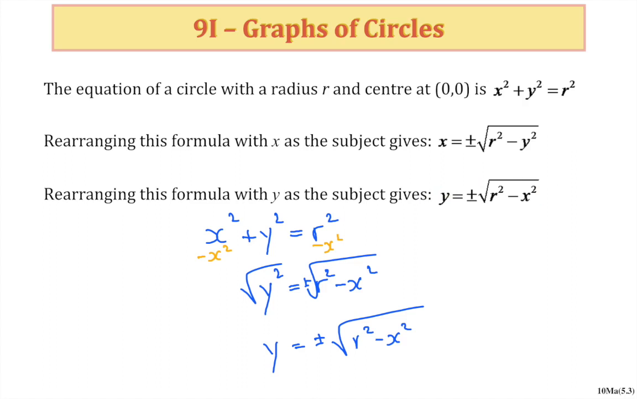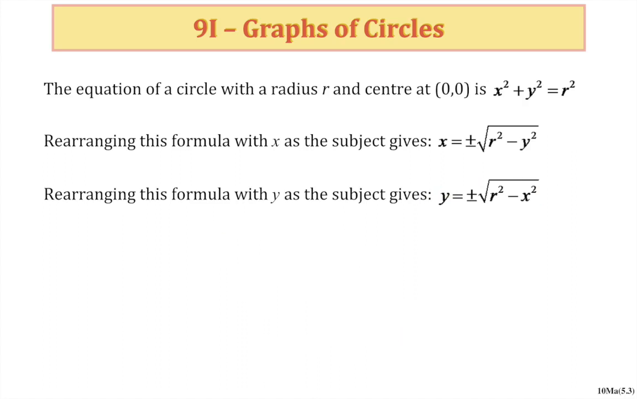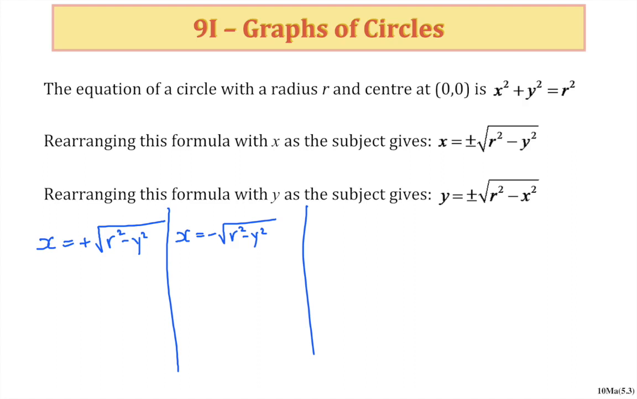Now, what does it actually mean when you get a formula like that? There are 4 formulas here. There's x equals plus the square root of r squared minus y squared. There's x equals minus the square root of r squared minus y squared. So that takes into account the plus case and the minus case.